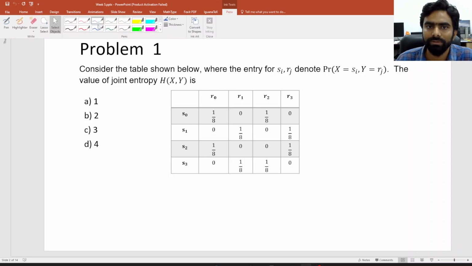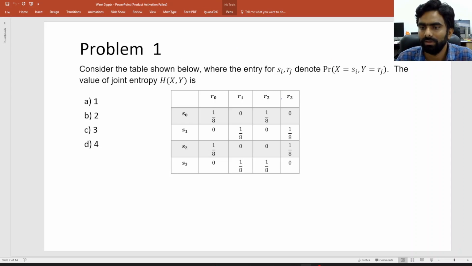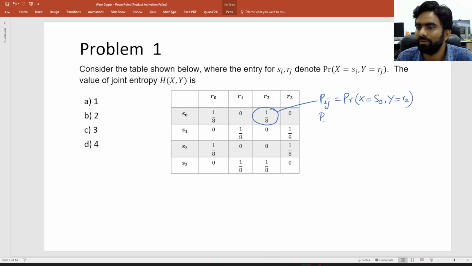So I will tell a few things. Any particular value in this table will denote the probability Pij, which means the probability that X will take the symbol S, let's say this is S0, comma Y will be R2. So it will be written as P of 0, 2. Clear?